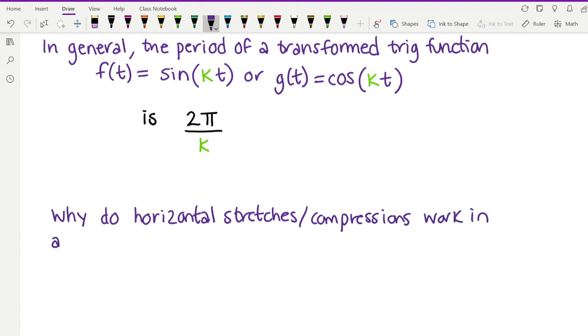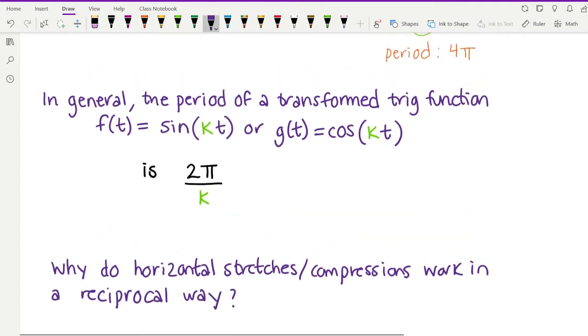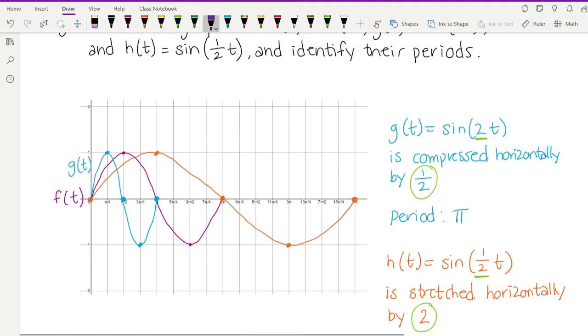And I know that's a slightly vague wording, but basically what I mean is, if you had never learned this stuff before and you had to guess, personally, I would probably guess that sine of 2t would be stretched by 2, right? And sine of 1/2 t should be compressed by 1/2. Like that just seems more natural.